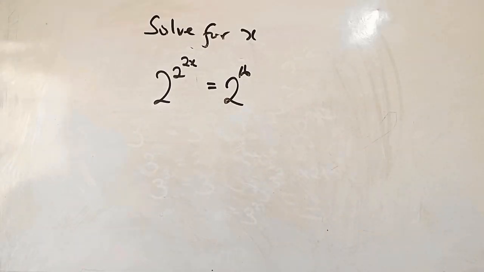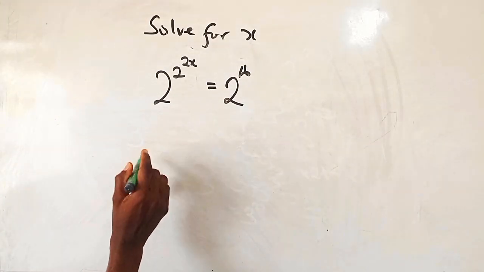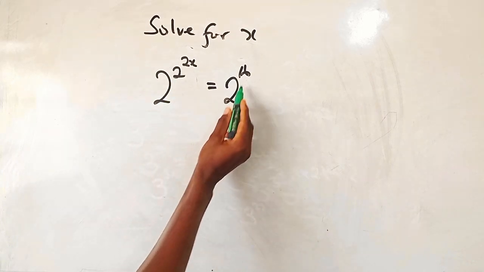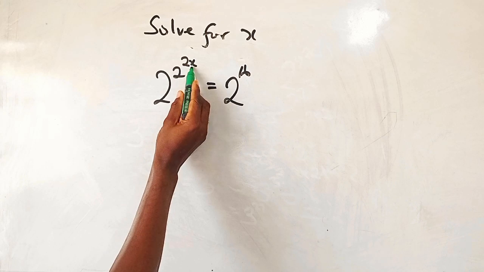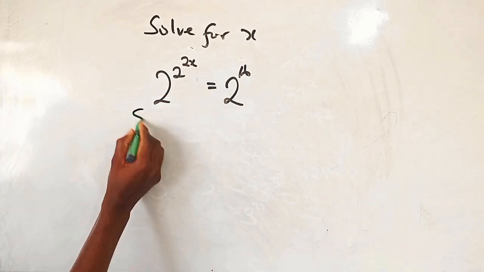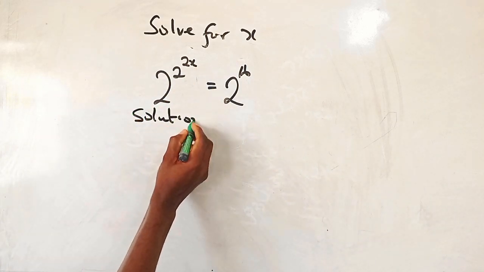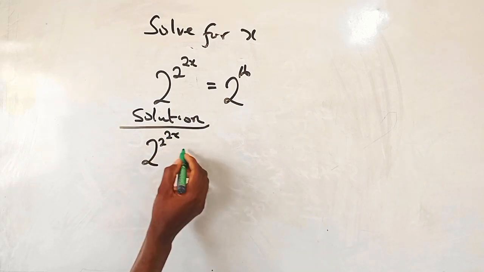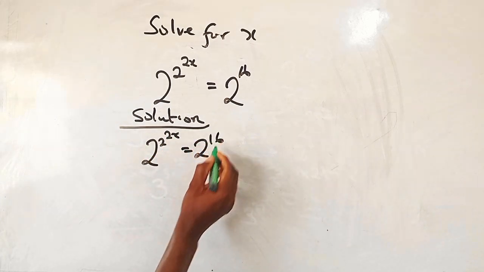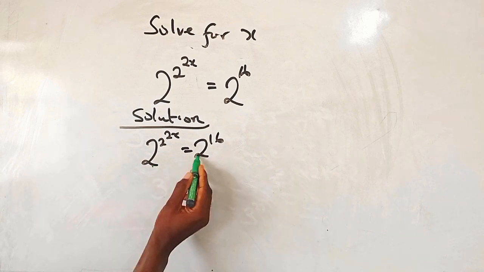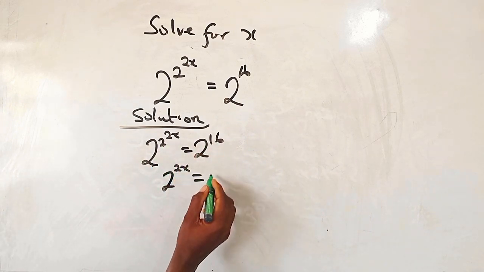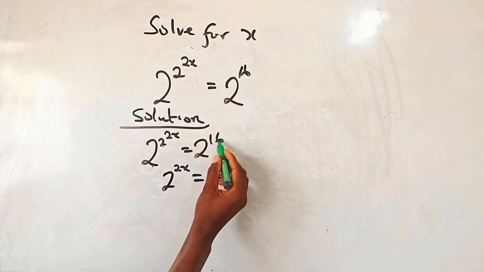The question says we should solve for x in this equation: 2 raised to power 2 raised to power 2x equals 2 raised to power 16. So what is x? Solution. From here we have 2 raised to power 2 raised to power 2x equals 2 raised to power 16. We already have the same base, so we can compare the exponents. We have 2 raised to power 2x equals 16.